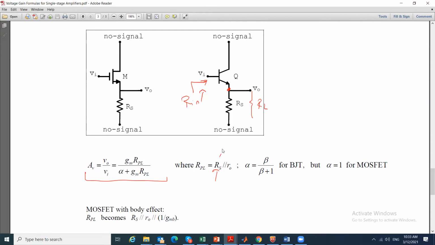Anybody has any question? So we saw how we can derive those quantities from the resistor and voltage gain sheets. Okay?